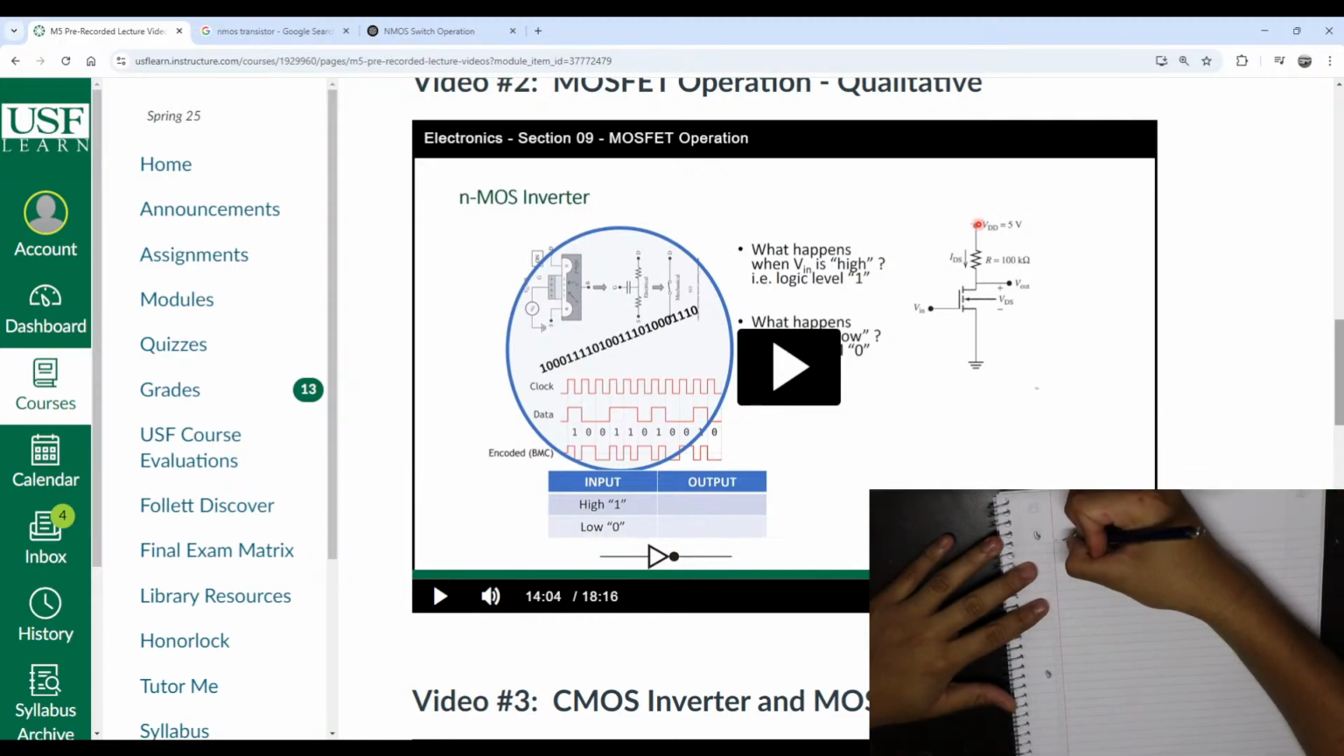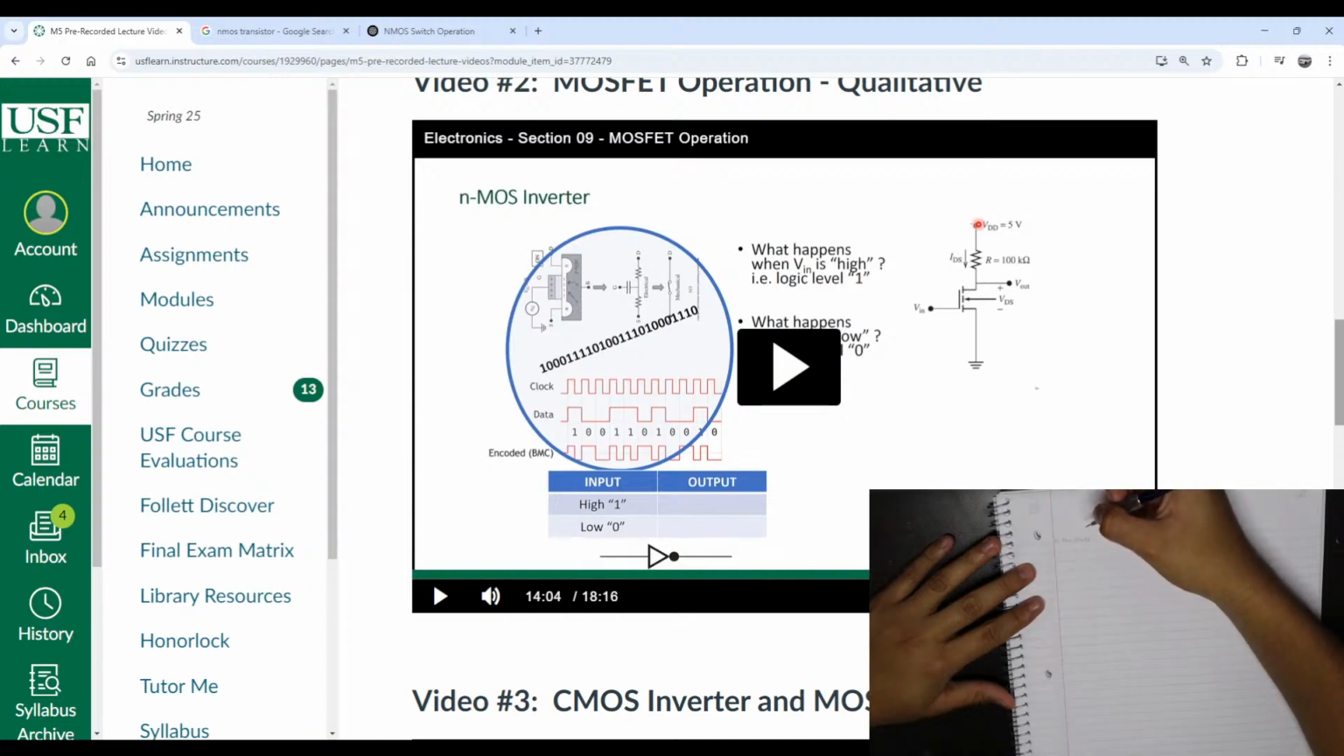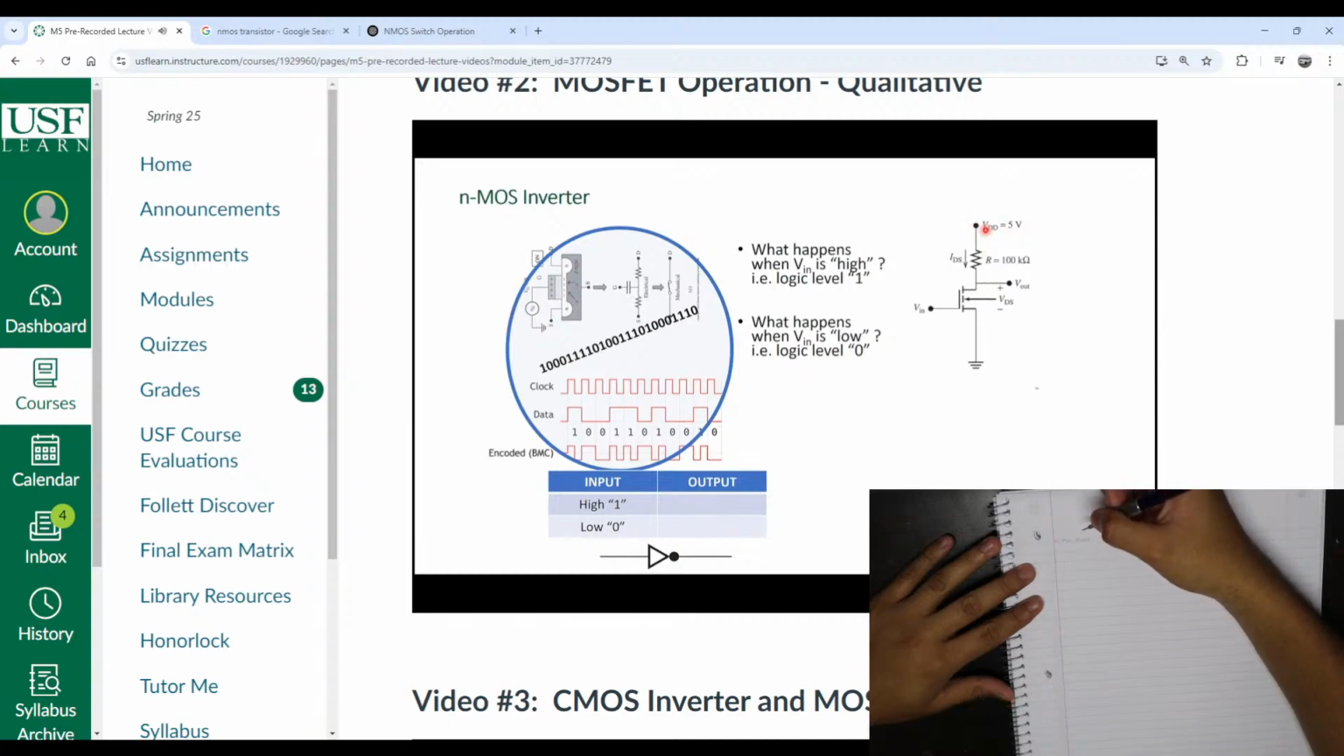NMOS inverter. A voltage source. Remember, these are active devices. We need to power them up. So we're powering this up by tying it to a 5-volt voltage source.